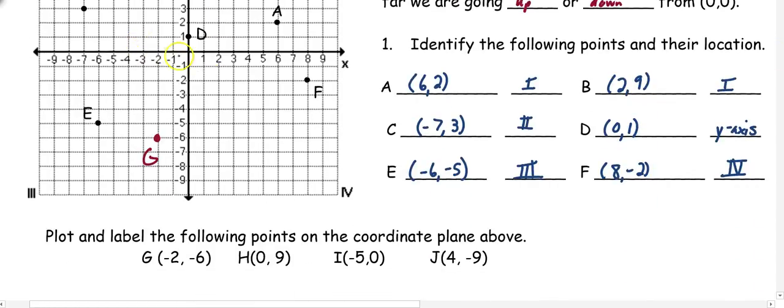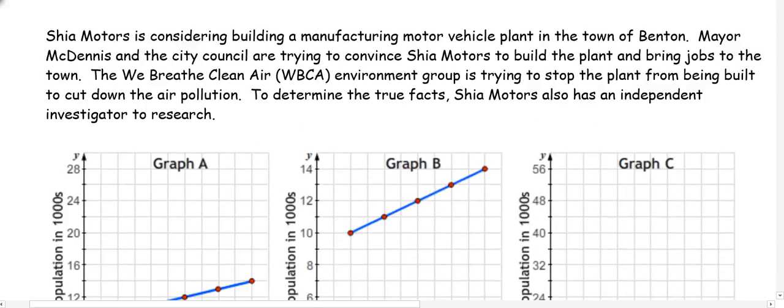I has the coordinate negative 5, 0. So we're going to go to negative 5 on the x-axis, and we don't go up or down at all. So this is I. And J has the coordinate 4, negative 9, which is in the fourth quadrant. So let's look at some graphs and compare some information.